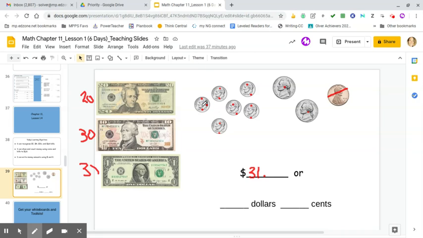So we say 5, 10, 15, 20, 25, 30, 35, 40, 45, 50, 55, 60, 65, 70, 71. So we have 71 cents. So how many dollars is this? This is 31. Then they can write the word dollars. And notice when they write the word dollars, they don't use the dollar sign. And then when they write the word cent, they don't use the decimal. They just write 71 cents. $31.71.